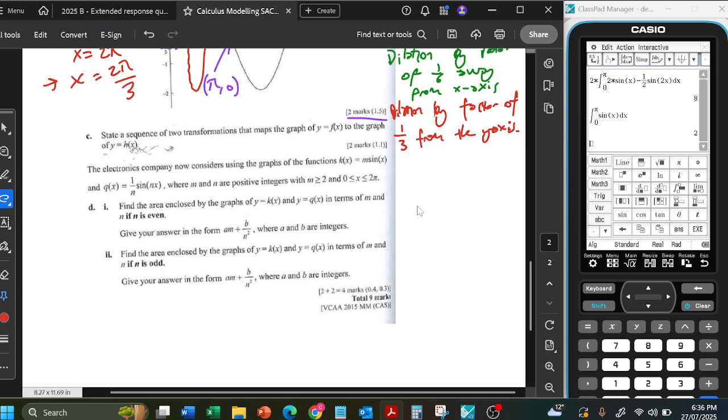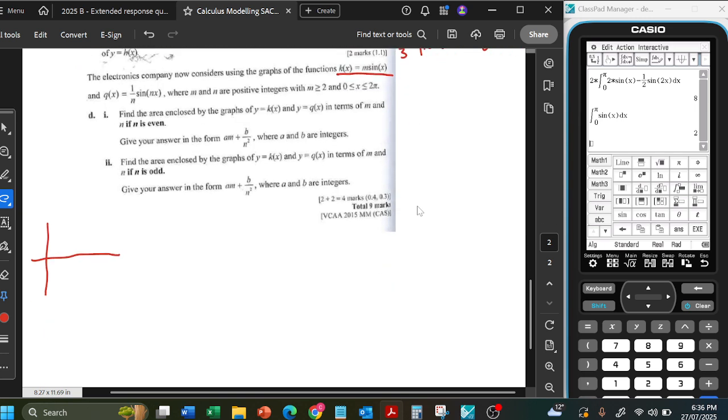So now the electronics company considers the graphs of k(x) equals m sine x. Okay, so let's now first just consider this. k(x) equals m sine x. Well, that is a sine wave with a period of 2 pi. Let's draw this nice and big down here. So this has 2 pi period. It's a sine wave.